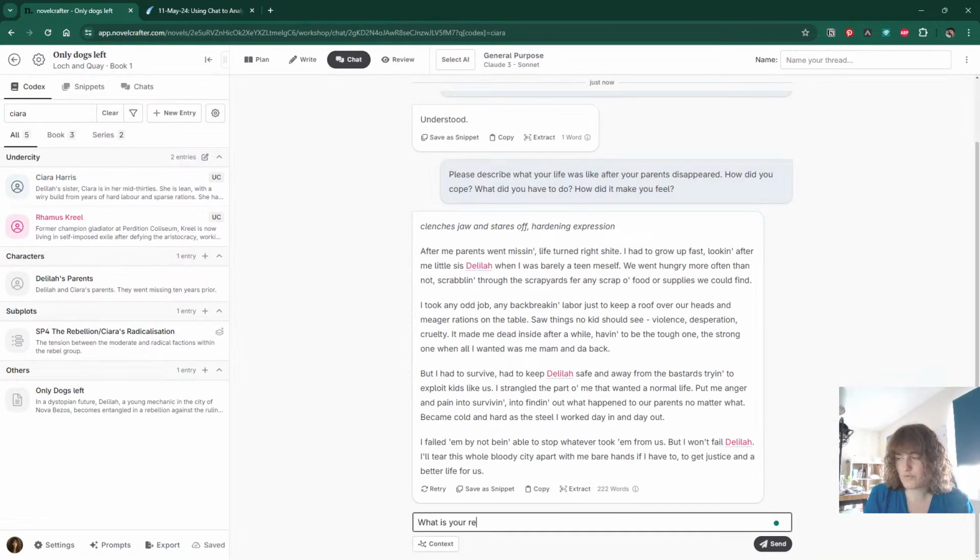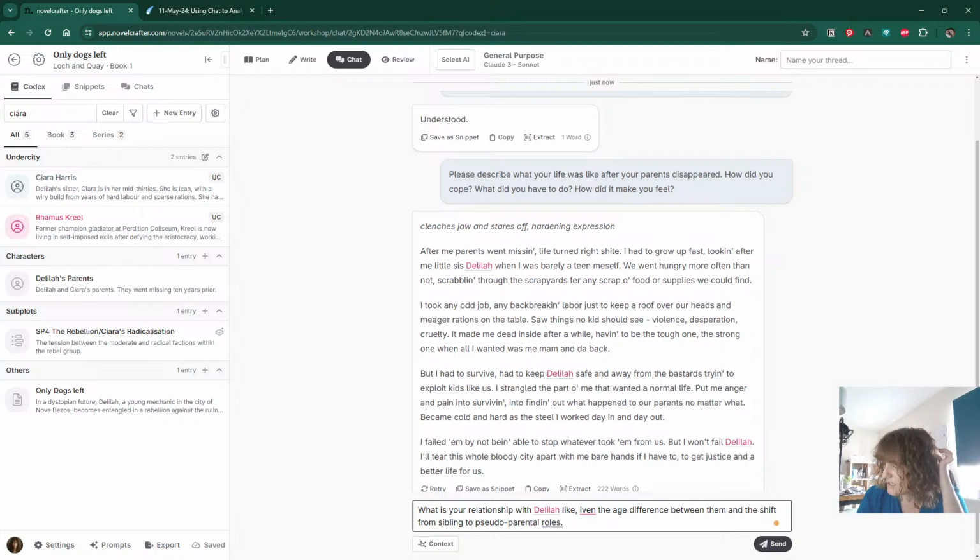What is your relationship with Delilah like, given the age difference between you and the shift from siblings to pseudo parental role?